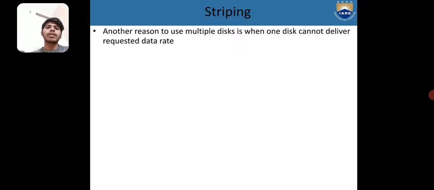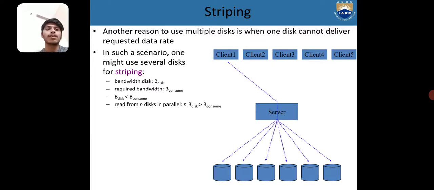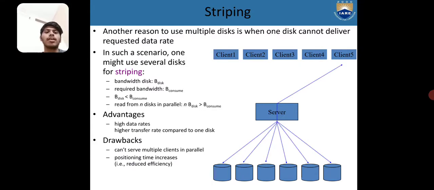Another reason to use multiple disks is when one disk cannot deliver the requested data rate. In such a scenario, one might use several disks for striping, where the disk bandwidth B disk and the required bandwidth B consume are related. Here the client takes advantage of striping: high data rates, higher transfer rate compared to one disk. Drawbacks are that it can't serve multiple clients in parallel, and positioning time is increased.